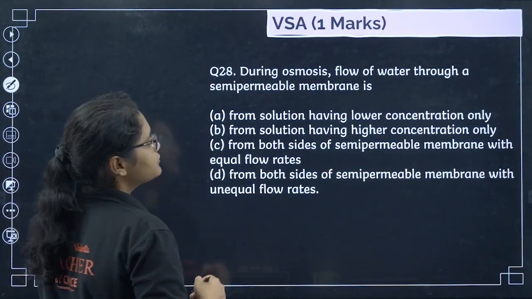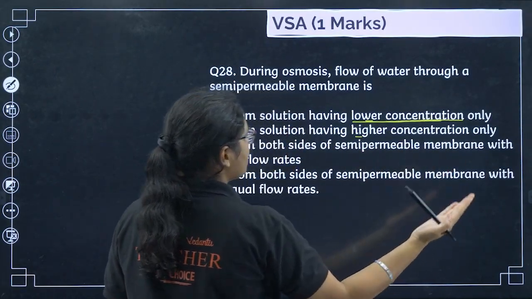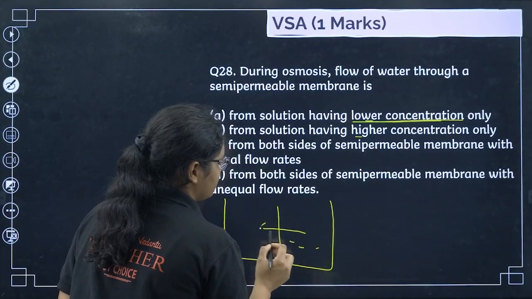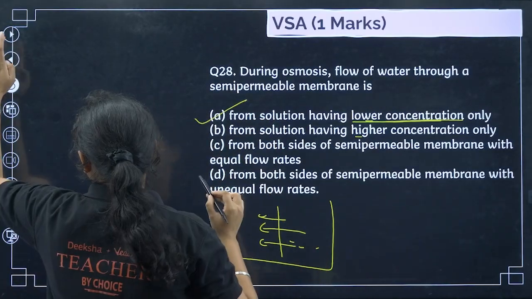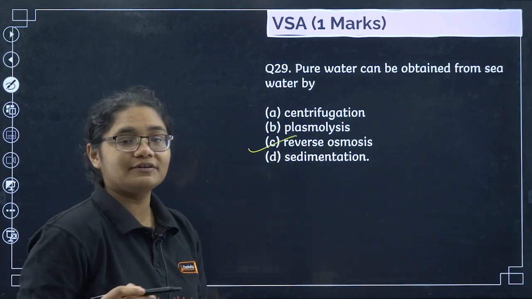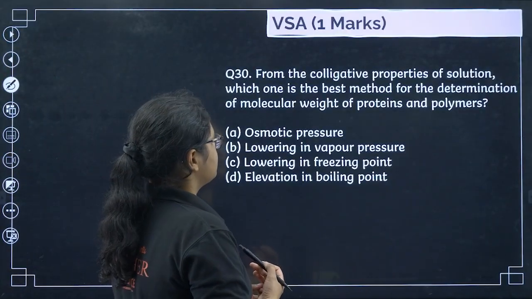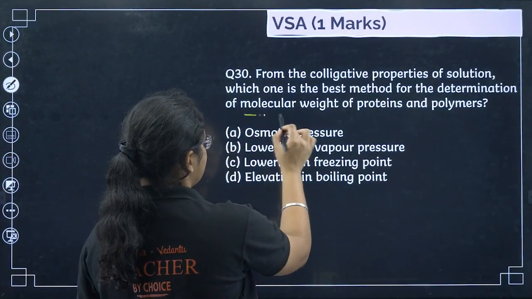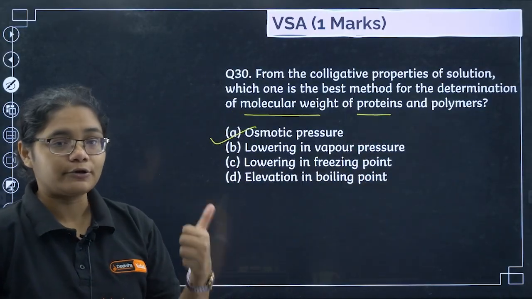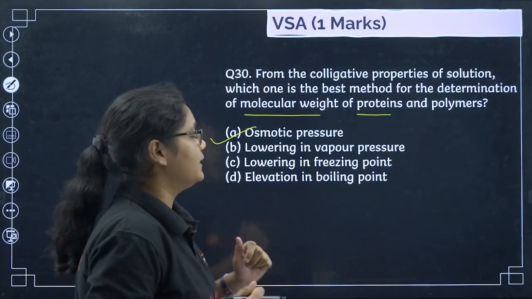So if you see, osmosis is from solution having lower concentration. Okay, so from lower concentration to higher concentration it moves, right? If you have a diluted solution this side, it will move to this side. So that is option number A. Next, pure water can be obtained from seawater by the process of reverse osmosis or desalination process. Next, from the colligative properties of solution, which one is the best method for the determination of molecular weight of proteins? So that is your osmotic pressure, because here it can be done at room temperature and we use the concept of molarity instead of molality.